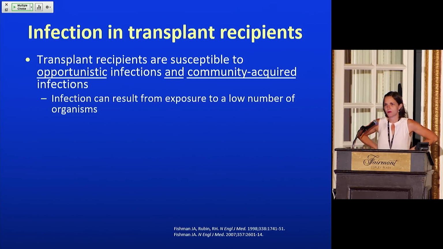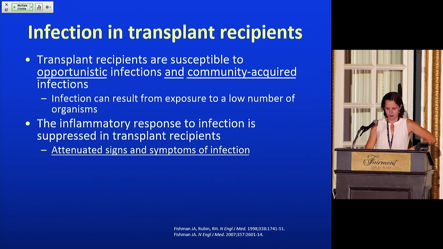So in this sense, these patients can be the canary in a coal mine. That means they can be the first people to show up to your practice with something that's going to outbreak in the community, like salmonella or influenza, norovirus, et cetera, because they have a more dramatic illness and they get it more easily. So the inflammatory response to infection is suppressed in transplant patients.